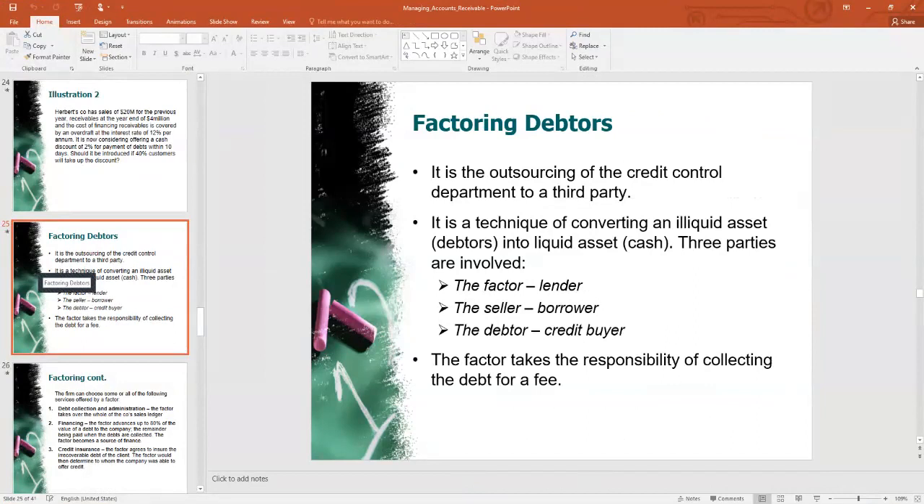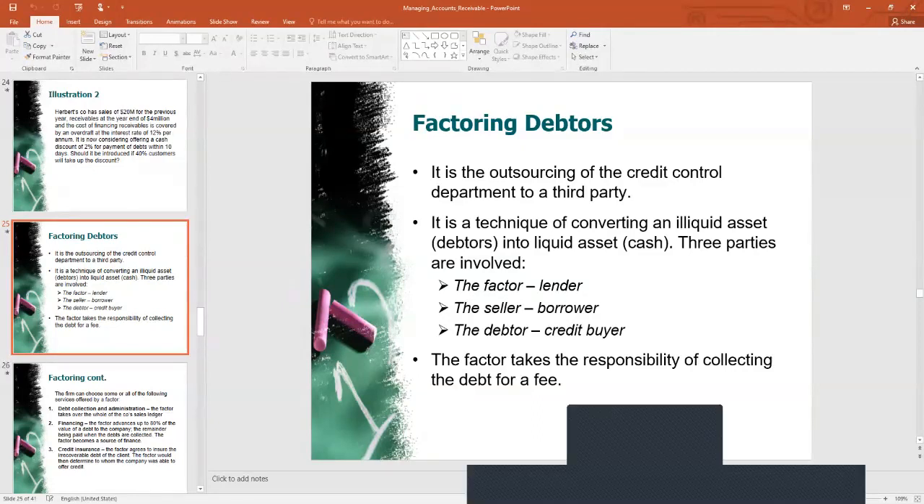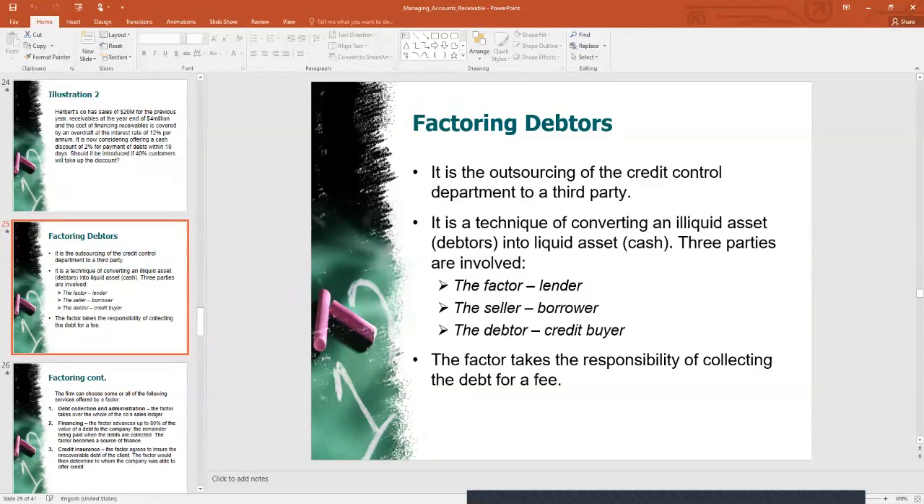So a factor is a third party, a company whose expertise is in debt collection. The company hires this third party to manage their account receivable. For example, in the extreme case, once the company makes a sale, they inform this third party, we have made a sale worth 10 million. It's now upon this factor, this company, to chase the debtors of the company.